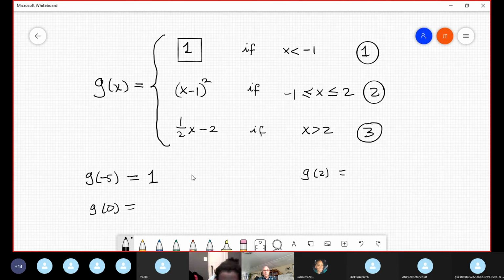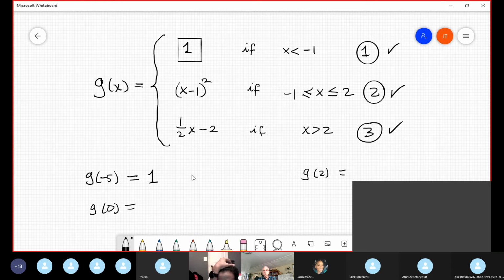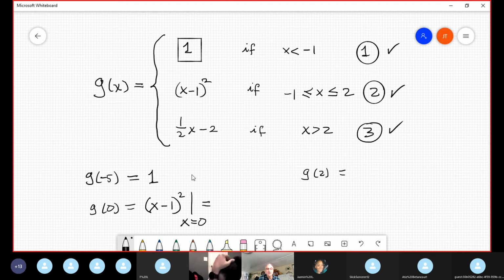0. Does 0 belong to the first, to the second, or to the third? To the second, very well. To the second, immediately you recognize that, you copy the selecting expression and you evaluate at 0. Be careful with the sign, be careful with the parentheses. Then 0 minus 1 squared. 0 minus 1 is negative 1 and negative 1 squared is positive 1. Oh, it's a coincidence.